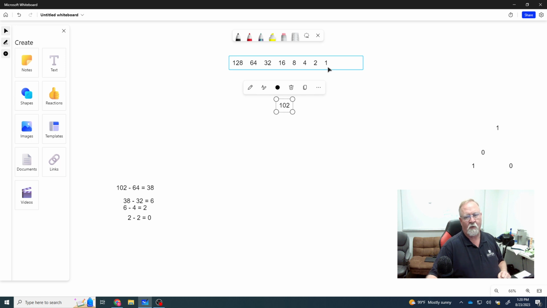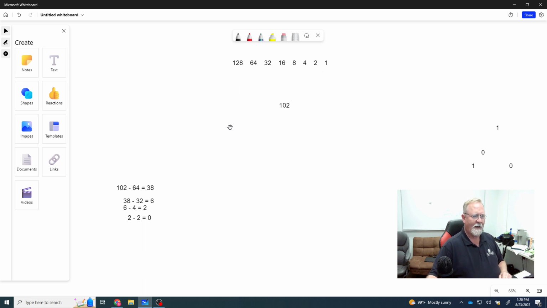Step number one for both of these processes will be to write down the places for binary: 1, 2, 4, 8, 16, 32, 64, 128. Those are the number places for a binary system, just like 1, 10, 100, 1,000, and so on for a decimal system. So we're going to write down the numbers.